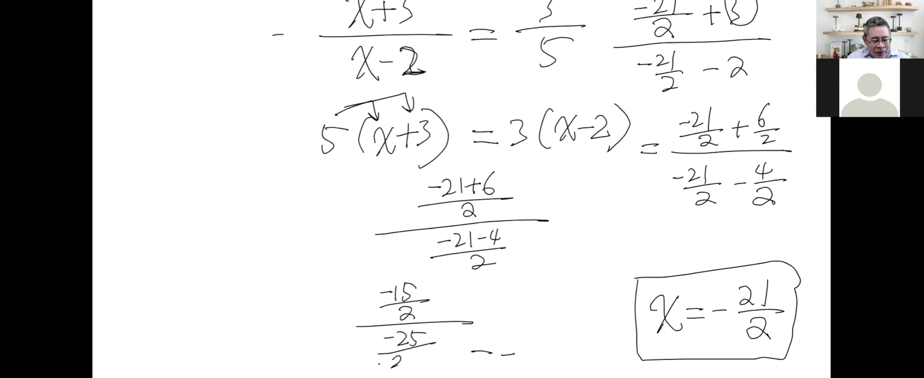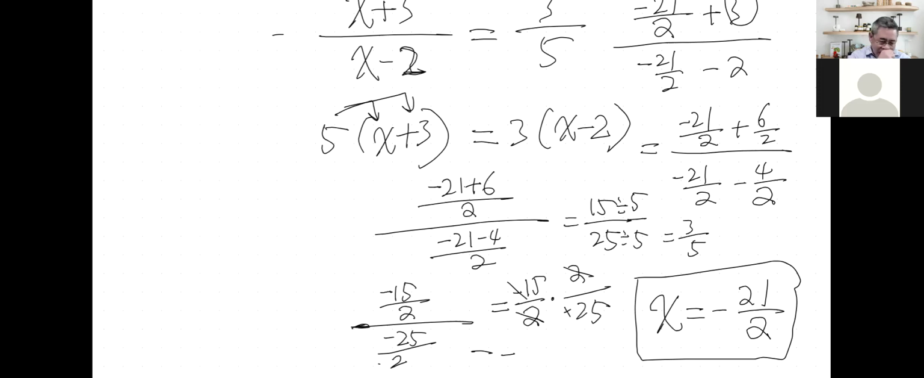Well, the division is the same as multiplication of the reciprocal. So this is the same as negative 15 over 2 times the reciprocal of that, which is 2 over negative 25. And 2 and 2 cancel, negative, negative, positive. So we got 15 over 25. Now 15 has a factor of 5, 25 also has a factor of 5. So we divide by 5 on the top and bottom. We got 3 over 5. So we know we got it right.